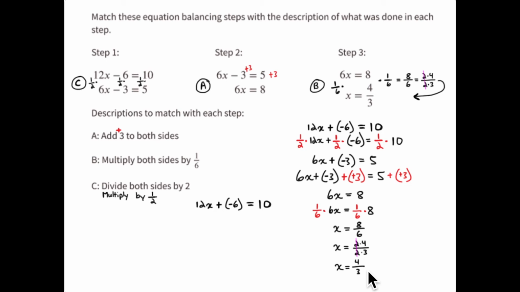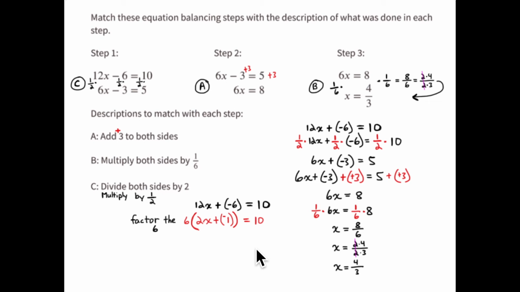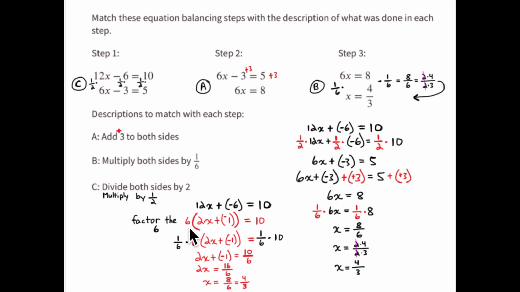So x equals 4/3. Now a different way to solve this problem, and again, this is just useful to think about. You can factor out the 6. So 12 divided by 6 is 2, and -6 divided by 6 is -1. So 6 times what's inside this group equals 10. And so now I'm going to multiply by 1/6. That's the multiplicative inverse of 6. I have to multiply this 10 by 1/6. So now we're left with one of these groups, which is 2x plus -1 equals 10/6. So 1/6 of 10 is 10/6.